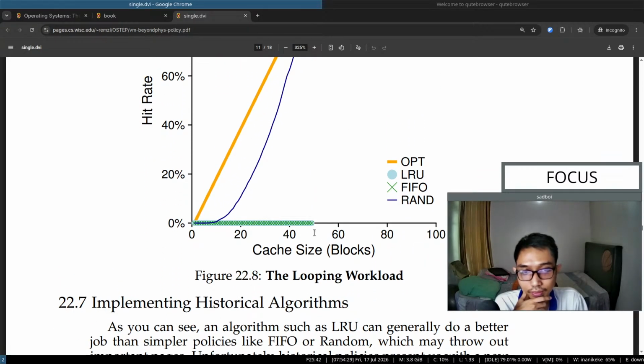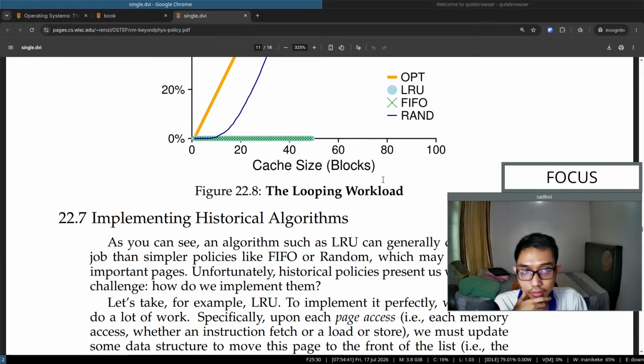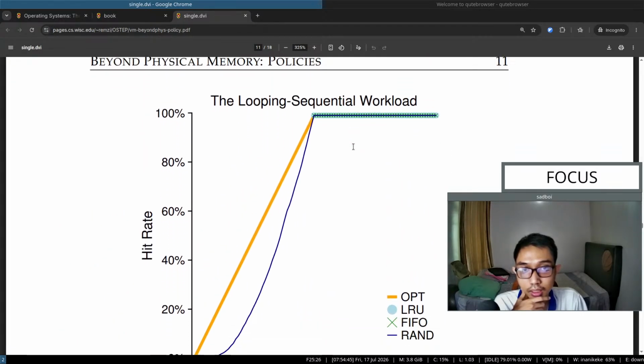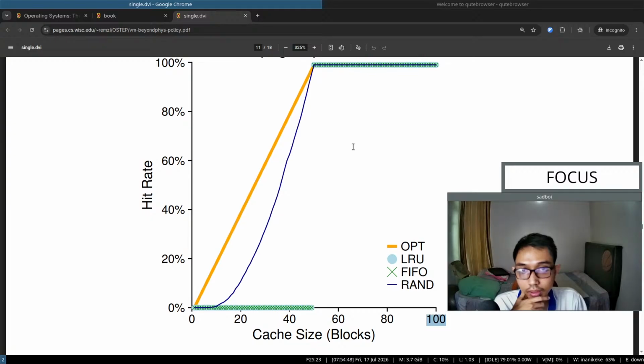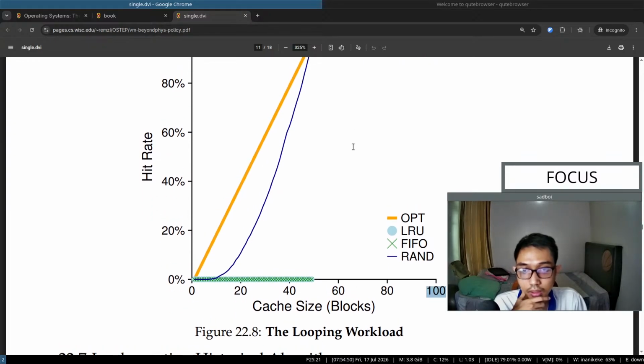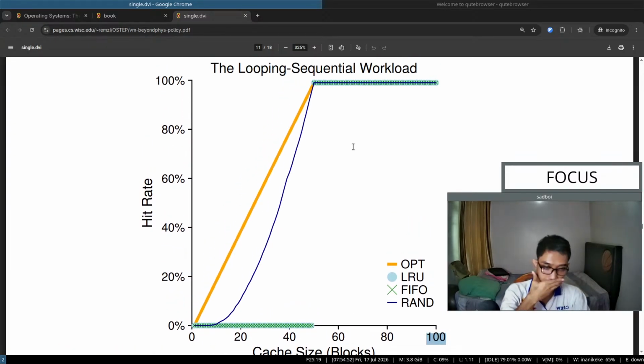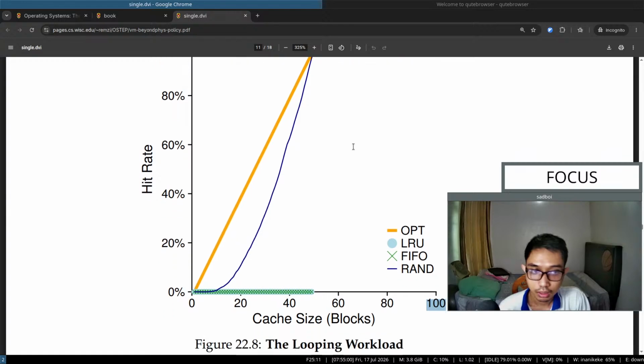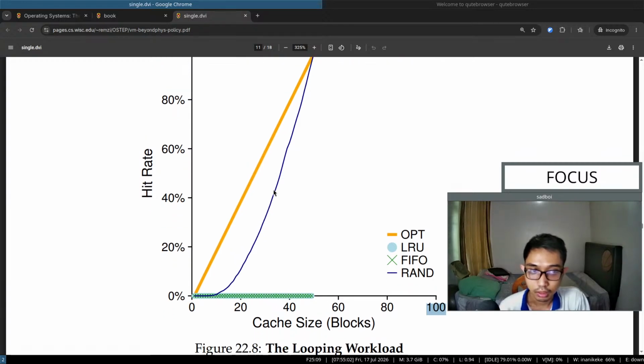I guess we are only taking a look until cache size 49, but the maximum is still 100, I guess. Perform better.